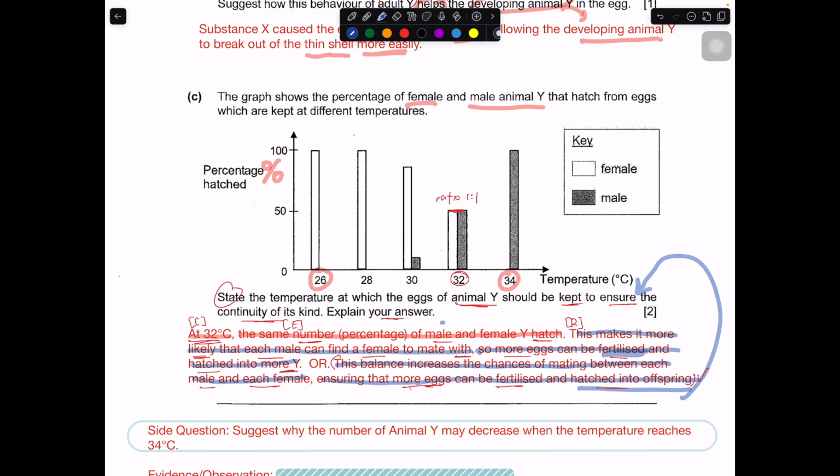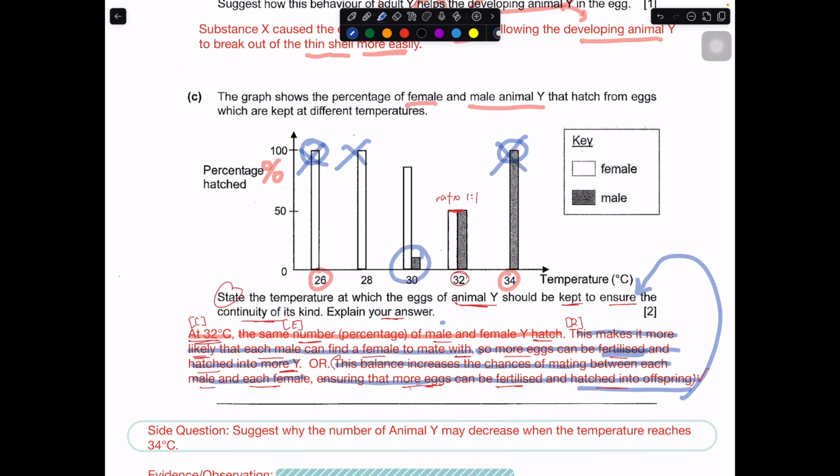The rest of the temperatures you cannot choose, and there is a reason why. If you choose 34, there is 100% male. That means there is no female, so there is no egg for the male to fertilize. Likewise, if you choose 26 or 28, everything is female. If everything is female, there are eggs, but there is no male to meet with them. That's why you cannot choose these three.